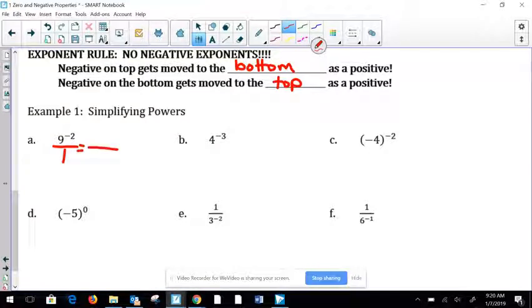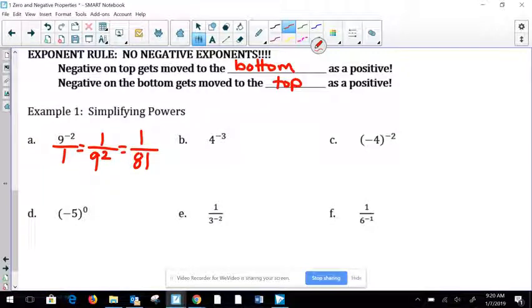and rewrite. 9 to the negative 2 gets rewritten as a positive 2 on the bottom. Now we put a 1 up top to hold our place. So 1 over 9 squared. But you can all figure out what 9 squared is. That's 9 times 9. So it's really 1 over 81. Yes, you do have to simplify your exponents if the number is small enough.